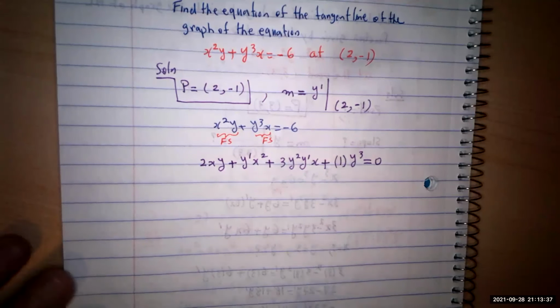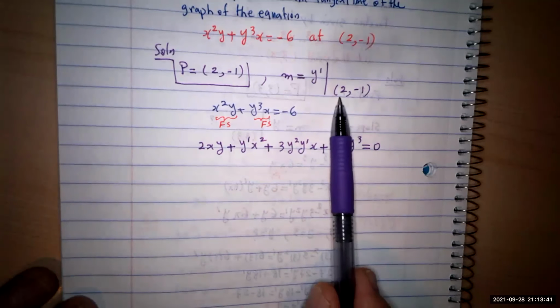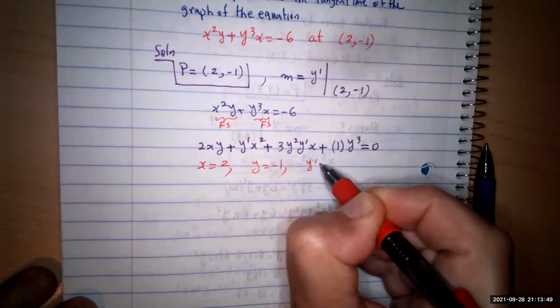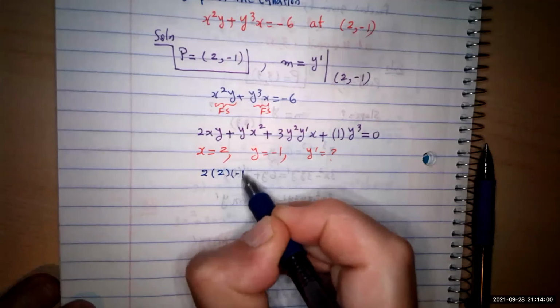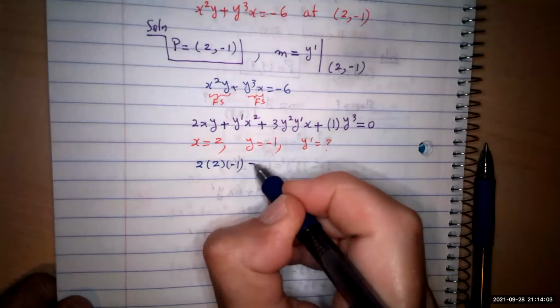There you are. So what you do is you have the point. You put x equal to 2, y equal to negative 1, and then you solve for y prime. Okay, substitute. Use parentheses for all of them for substitution. 2x becomes 2 times 2, times negative 1. That's the first one. Y prime is the missing one.